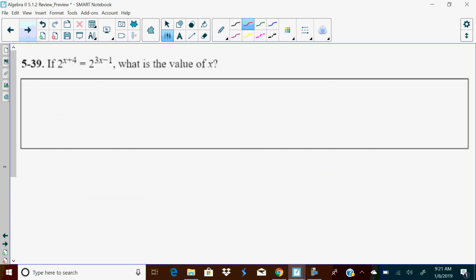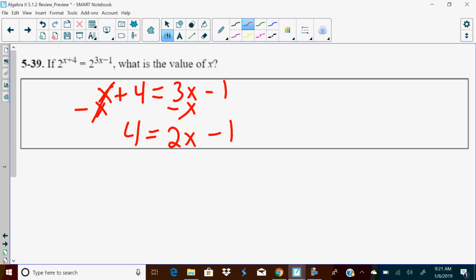Problem 39, what's the value of x? So if they're equal to each other, their powers have to be equal. So you just do x plus 4 equals 3x minus 1 and solve. So I got 4 equals 2x minus 1, 5 equals 2x, divided by 2, so x equals 2.5.